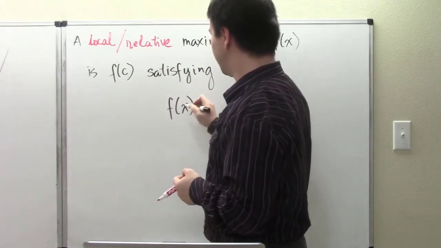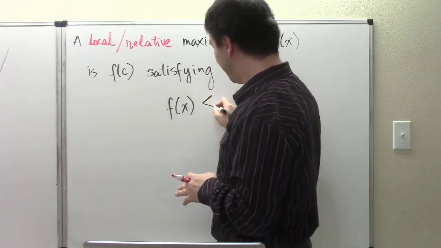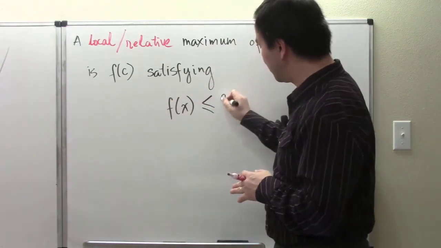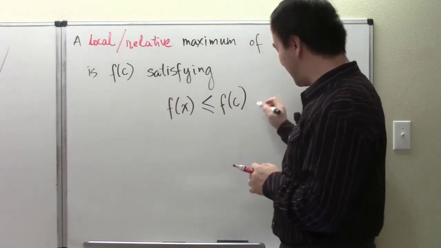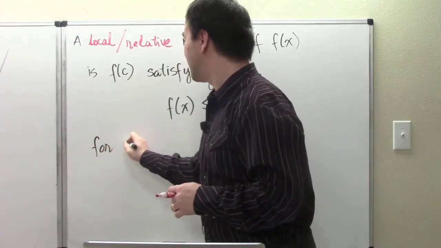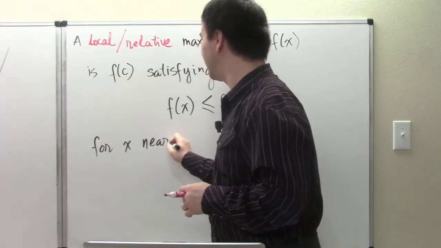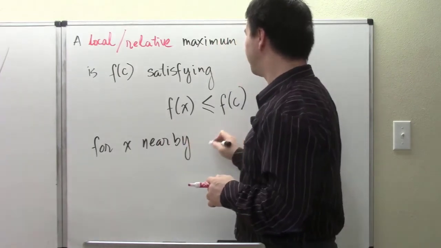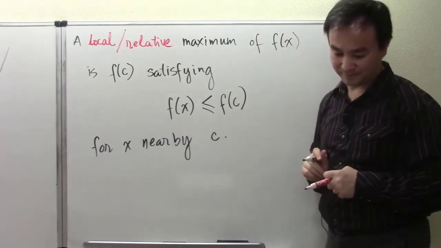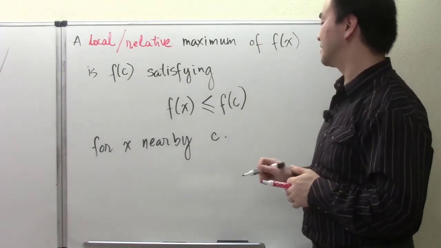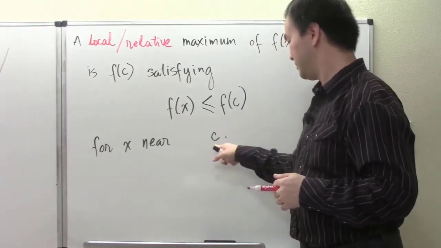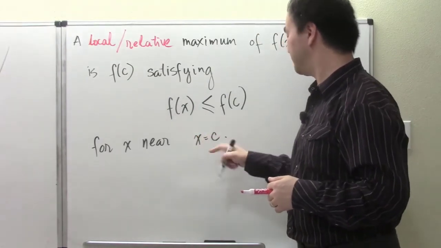f of x, just like earlier, generally the function itself is less than or equal to this value f of c. But now I'm adding in a little modification for x nearby. Okay, so for x nearby c. Or we don't have to use fancy terms, just for x near c. So c here is a specific value.